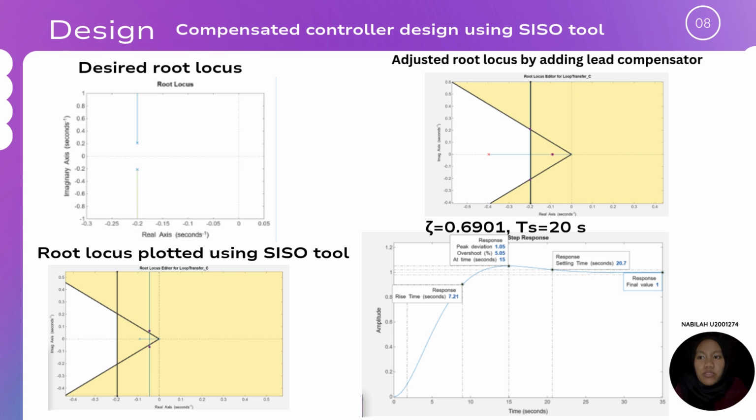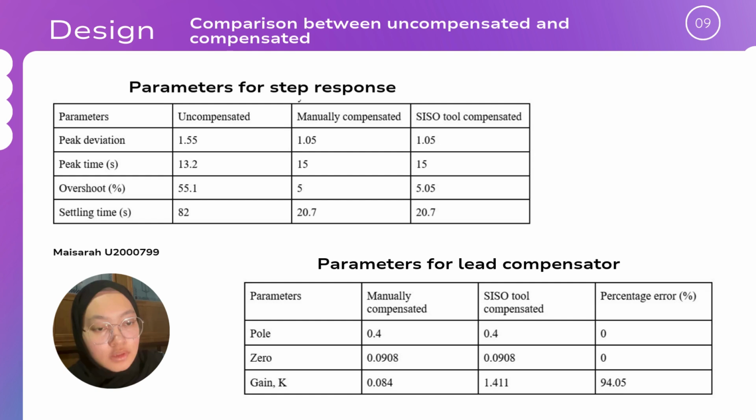For compensator controller design using SISO tools, the blue line indicates the initial desired results. Damping ratio was set at 0.6901 and the settling time was set at 20 seconds, which is represented in the black line. The step was completed for root locus with lead compensator using SISO tools. Here we can see the comparison in parameters for uncompensated and compensated control system. Uncompensated has longer settling time at 82 seconds and excessive overshoot at 55%, which lead to instability.